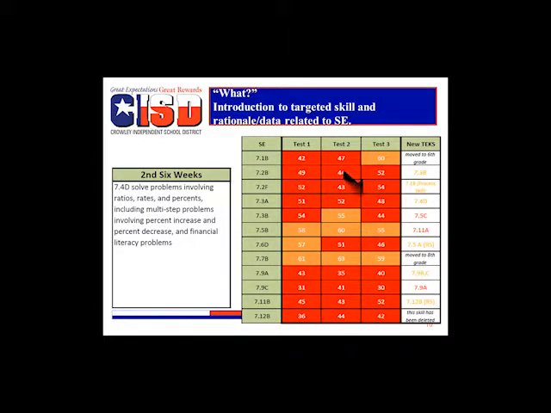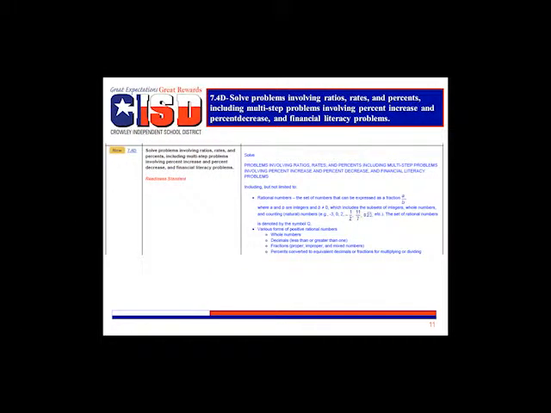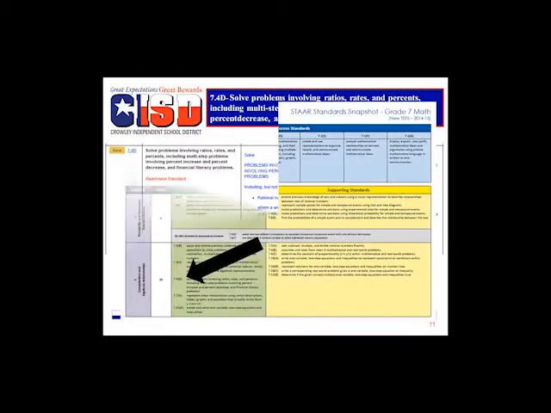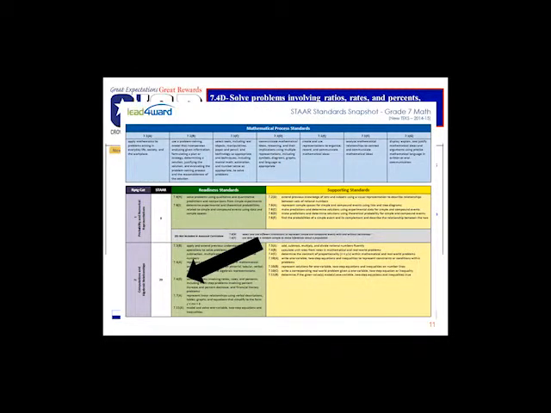We have selected 7.4D because of the red color. It is an area of concern, and it fell 4 points from the previous year. Now let's focus specifically on the new TEK. As you can see, this is a readiness standard.